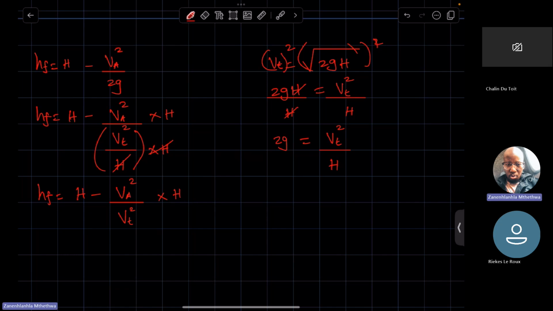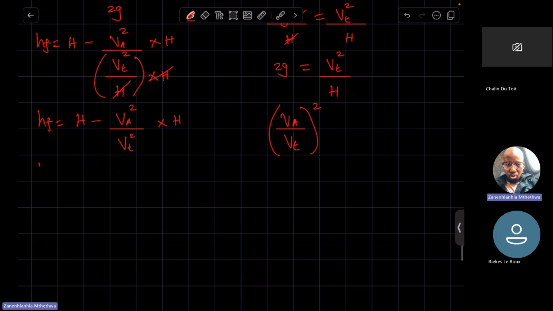Now, VA squared over Vt squared is the same as VA divided by Vt, all squared. So looking at it from that perspective, you would then have HF is equal to h minus h into VA divided by Vt, all squared. Now remember what VA over Vt is equal to in terms of hydraulic coefficients. It's the coefficient of velocity. Coefficient of velocity, correct.